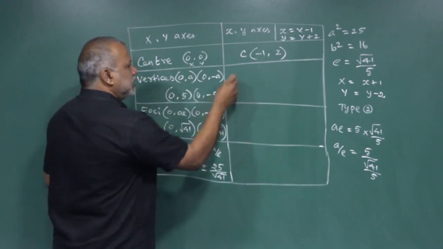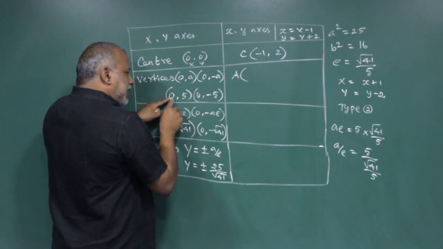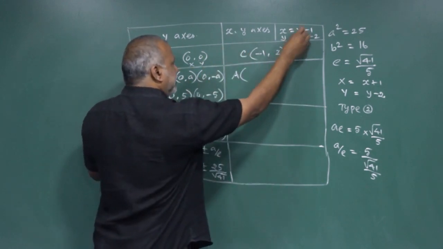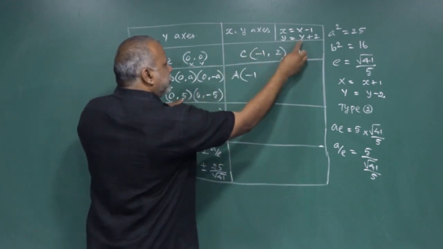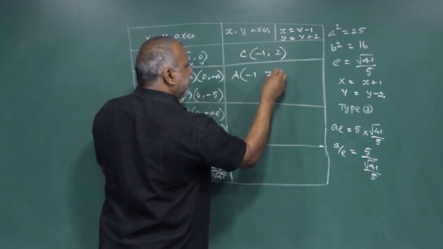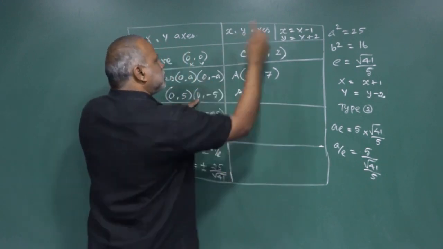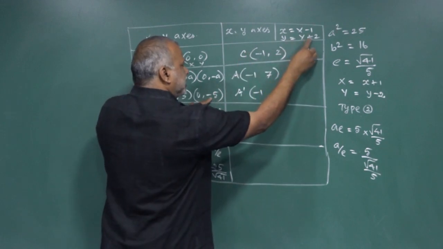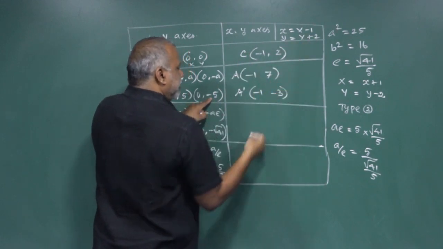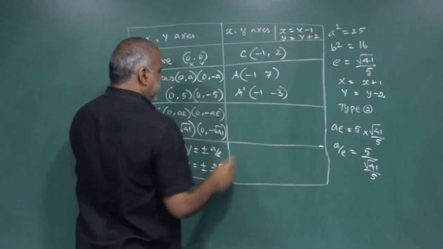See vertices. It is denoted by A. 0 comma 5. This value is x. Again x means capital X means 0, then minus 1. Again 5, 5 refers to y. 5 plus 2 is 7. Then A dash. Again 0, 0 refers to capital X, minus 1. Minus 5. Already here minus 5 plus 2, so we get minus 3. Here substitute y equal to minus 5, then plus 2. Then get the result.